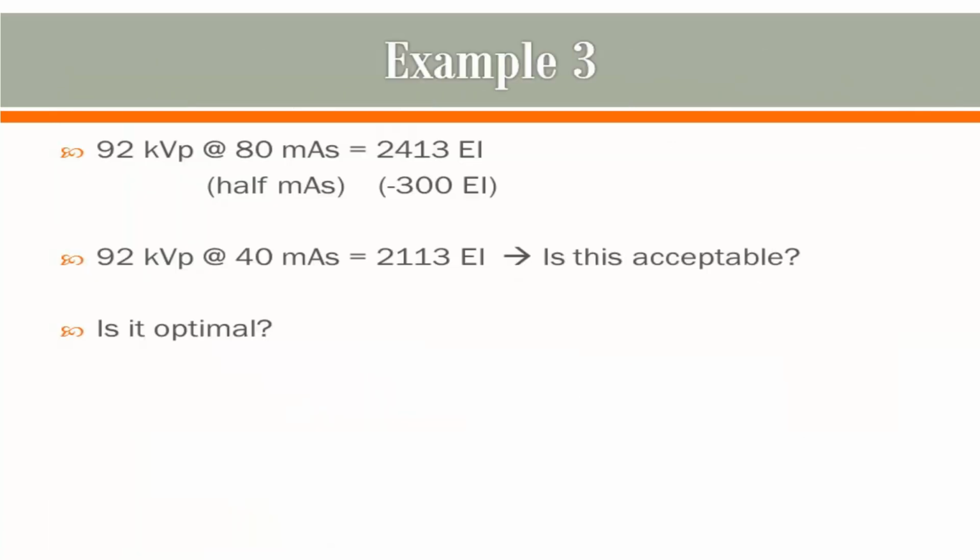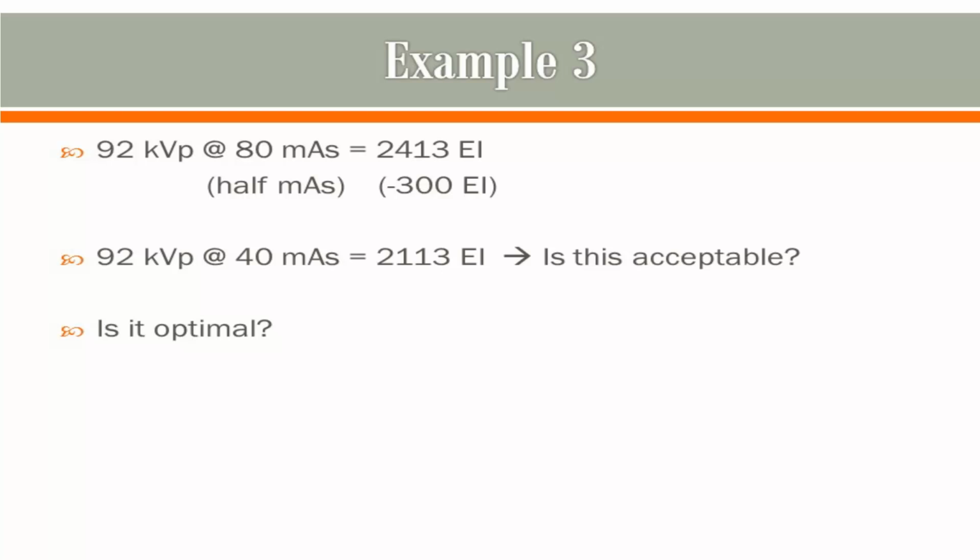So let's get back to our example. We had 92 kVp at 80 mAs, resulting in an EI of 2413, which we determined was too high. So we can decrease the mAs by half, and this results in the EI being decreased by 300. With this change, we now have an exposure technique of 92 kVp at 40 mAs, resulting in an EI of 2113. Is this acceptable? The acceptable range of the system was 1700 to 2300, so this is acceptable.